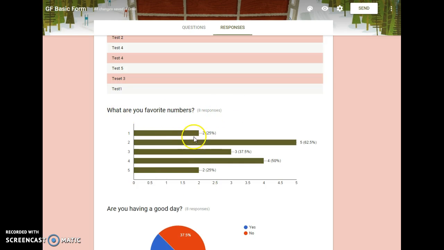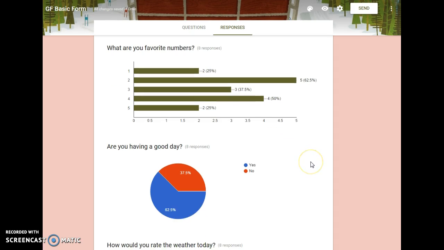You can see here that two of our respondents selected that number 1 was his or her favorite number, and it looks like the all-time favorite number was number 2, and we had five of our respondents, or 62.5%, thought that number 2 was just a fabulous number.